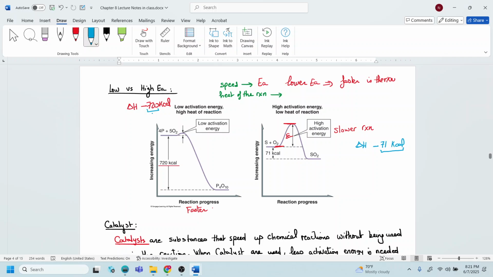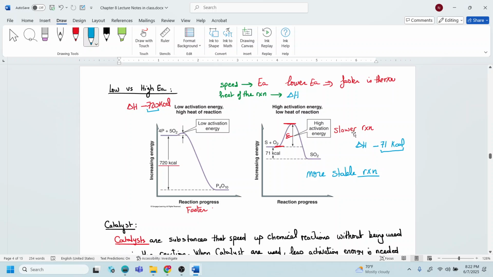So to look at the heat of the reaction, you need to look at the enthalpy of the reaction, at the delta H of the reaction. And always, if I want to look at the stability for these two, so if I want to compare which one of these is more stable, the one which is more stable is the one that liberates less heat. So the one that liberates less heat is this guy over here. It's the 71 kilocalories and not the 720. So I would say that this reaction here is a more stable reaction.